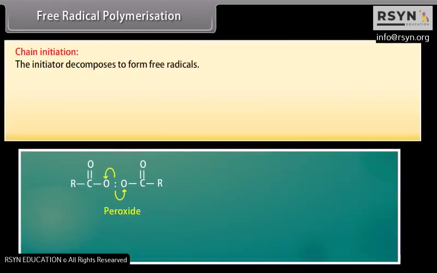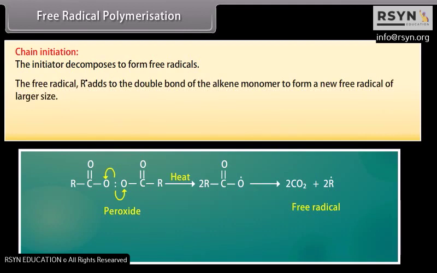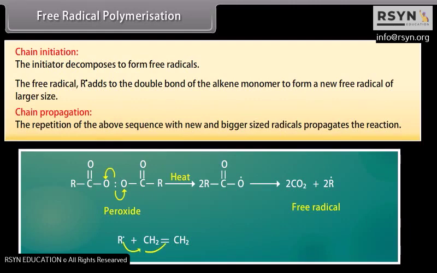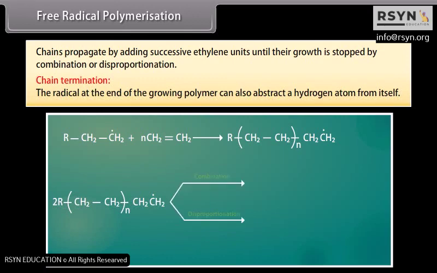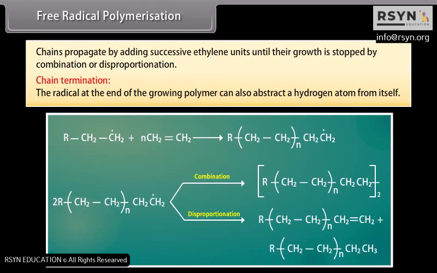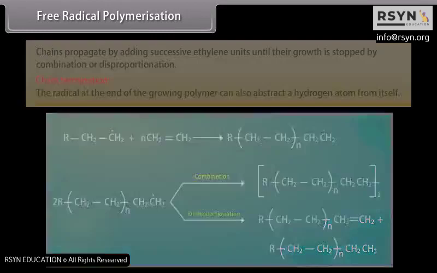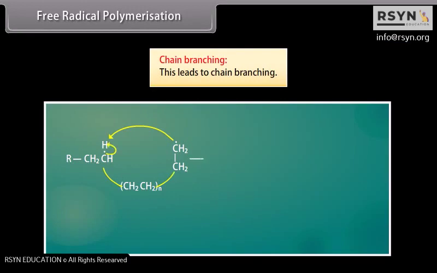Chain initiation. The initiator decomposes to form free radicals. The free radical R• adds to the double bond of the alkene monomer to form a new free radical of larger size. Chain propagation. The repetition of the above sequence with new and bigger sized radicals propagates the reaction. Chains propagate by adding successive ethylene units until their growth is stopped by combination or disproportionation. Chain termination. The radical at the end of the growing polymer can also abstract a hydrogen atom from itself. Chain branching. This leads to chain branching.